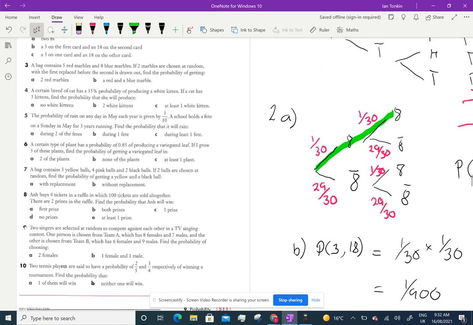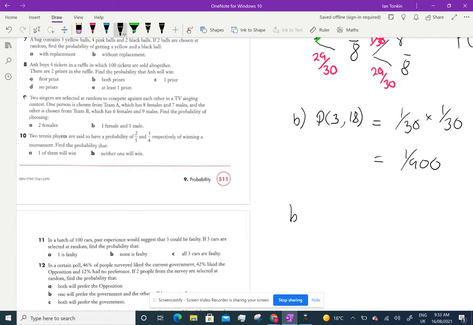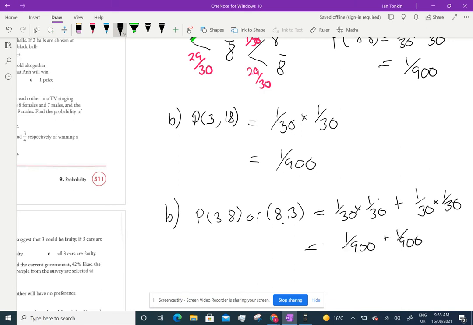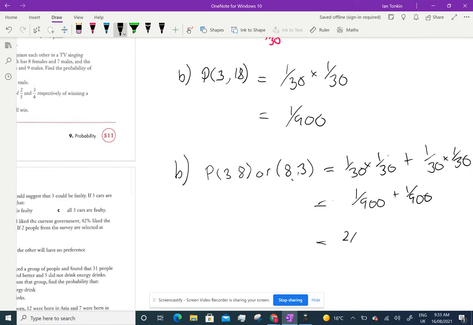But the next question says a 3 and an 8 on either card. Well, again, I could draw the tree diagram, but I'm not going to. I'm just going to go, well, I can get a 3 and an 8 or an 8 and a 3. So that's 1 on 30 times 1 on 30, or means add, plus 1 on 30 times 1 on 30, which gives me 1 on 900 plus 1 on 900, which equals 2 on 900, or 1 on 450.